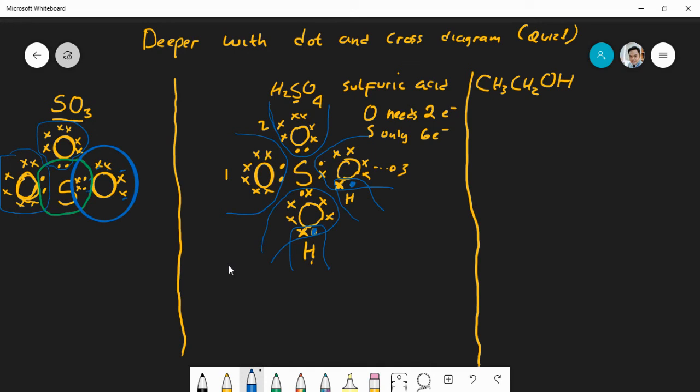It's not really complicated, but the point is you always have to make them stable, either a duplet with hydrogen or an octet with other atoms. Next stop, ethanol.